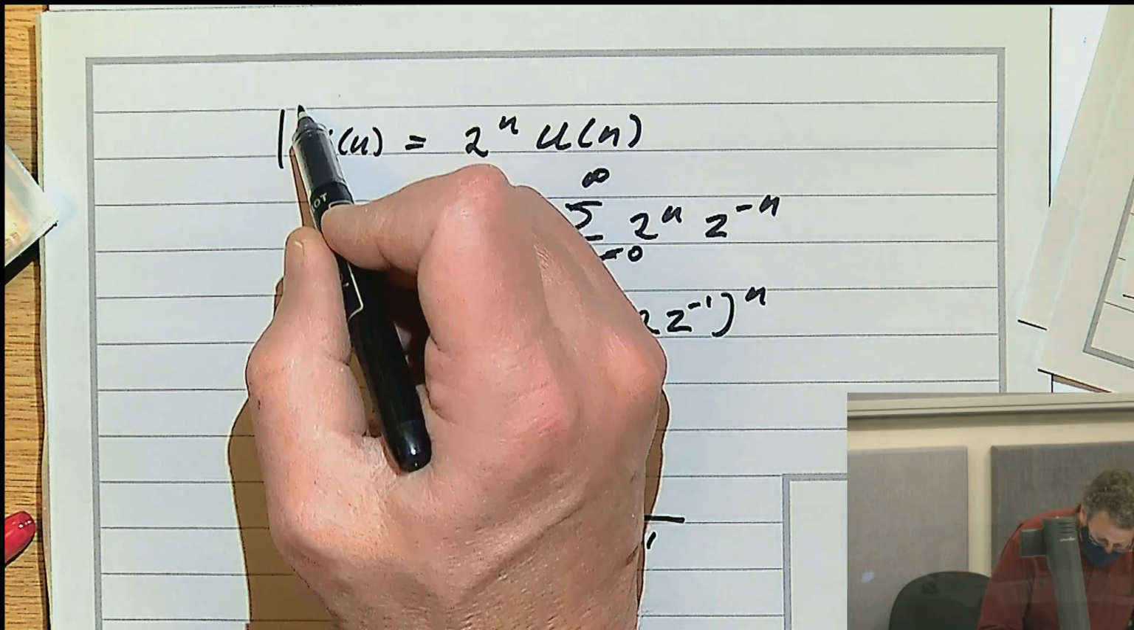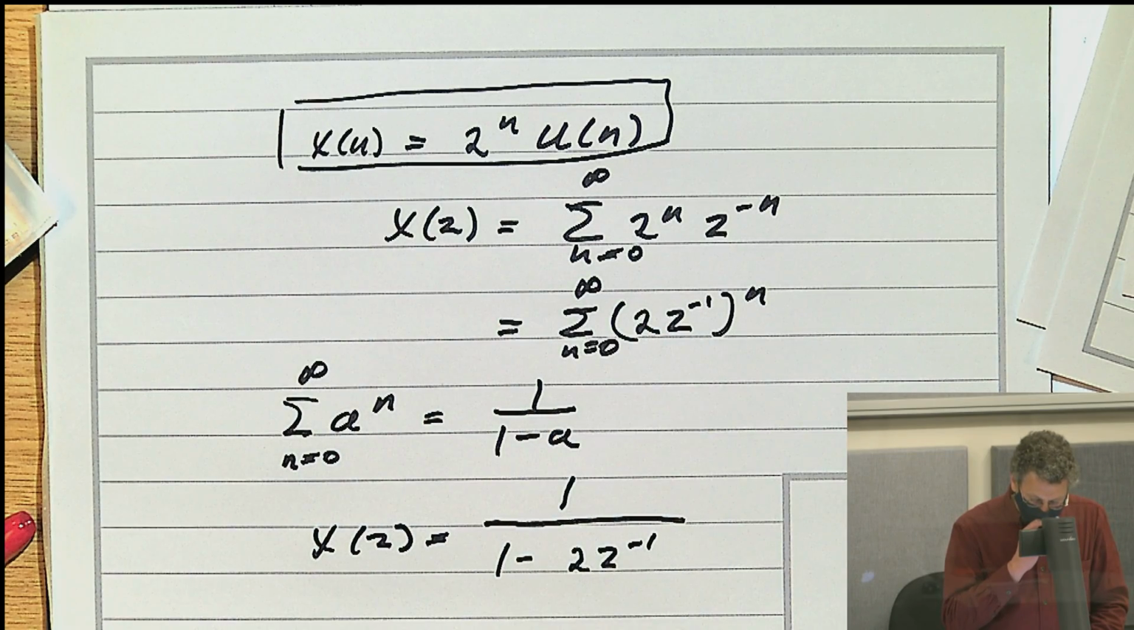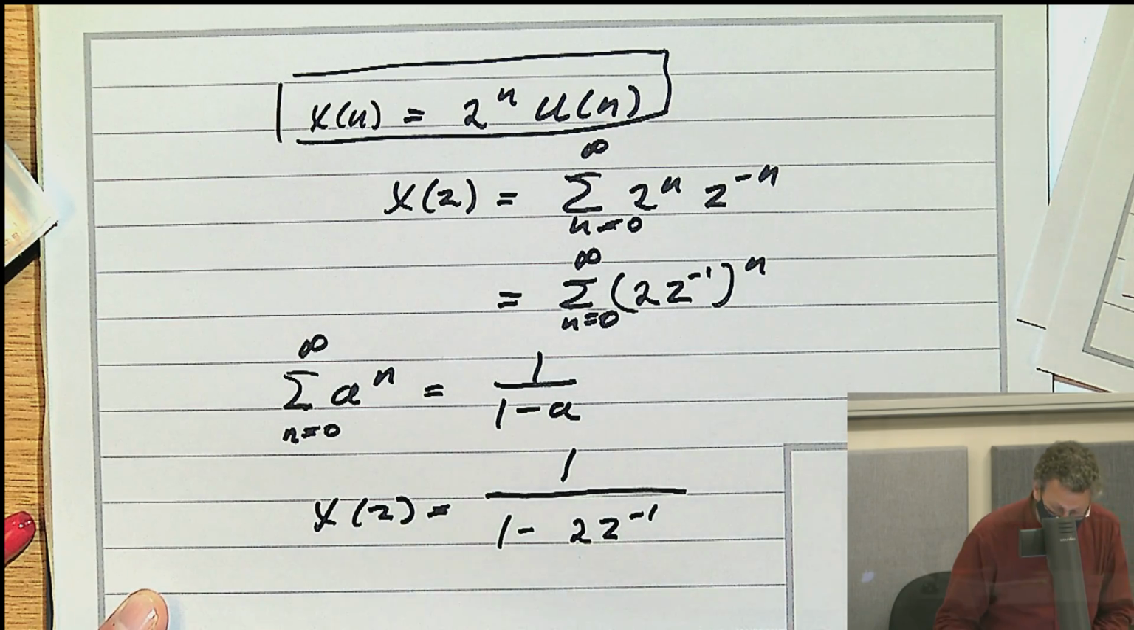For this signal, this is what's called a pole at 2, because at 2 this goes to infinity. For z equal to 2, this goes to infinity. So that's the Z transform.